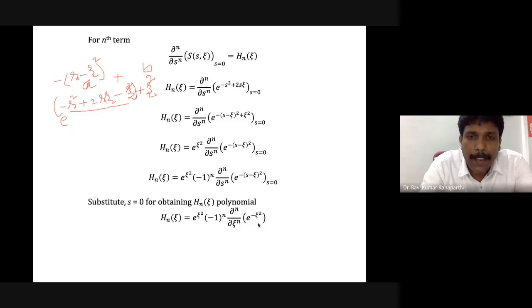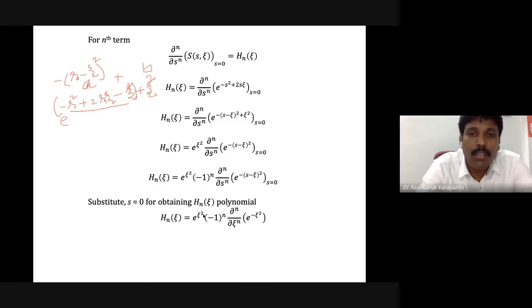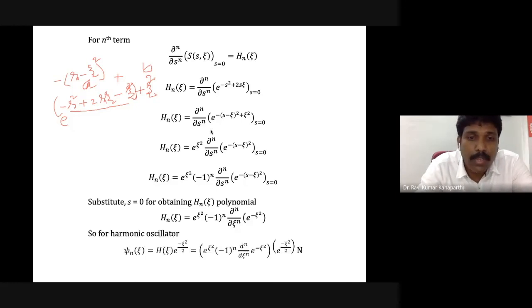Okay, and I hope that you are following. Hn of z is equal to e to the power z square multiplied by minus 1 to the power n, dou to the power n by dou z to the power n, multiplied by e to the power minus z square. Okay, these are all simple mathematical tricks. I am sure that you can do it by exercising it on a piece of paper, right?